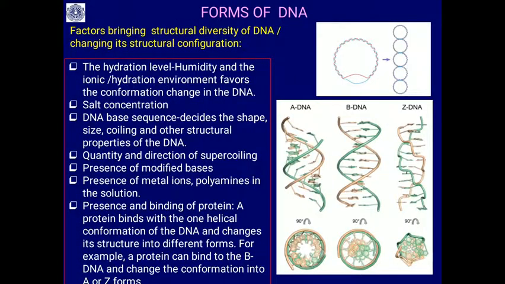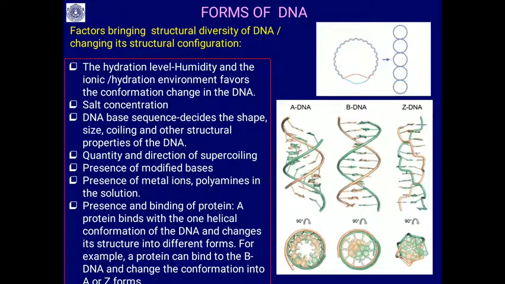So what are the factors bringing this conformational change from B to A or B to Z form? The factors bringing structural diversity of the DNA or changing its structural configuration. So these are the factors. Number one, the hydration level. So the humidity and the ionic concentration.